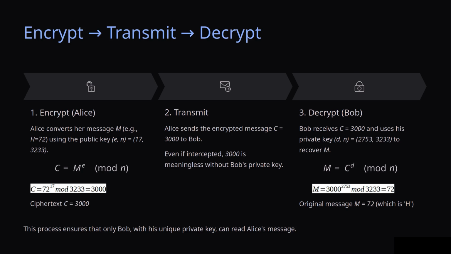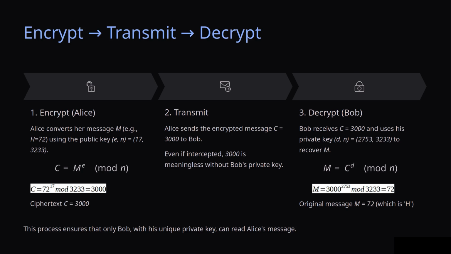in this example, she first wants to encrypt the first letter, which is H, the equivalent of 72, using the public key 3233. She needs to fill the formula C equals M, the message, to the power of E, mod n. So C, the encrypted message, would be 72 to the power of 17, mod 3233. As you can imagine, 72 to the power of 17 is quite a large number.